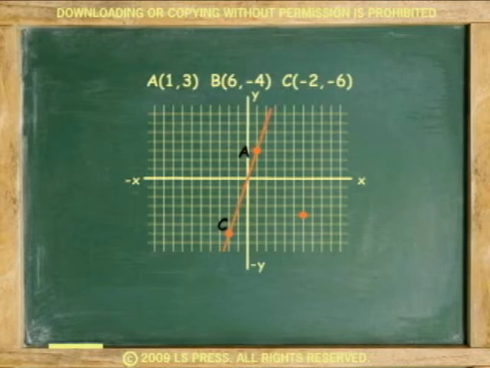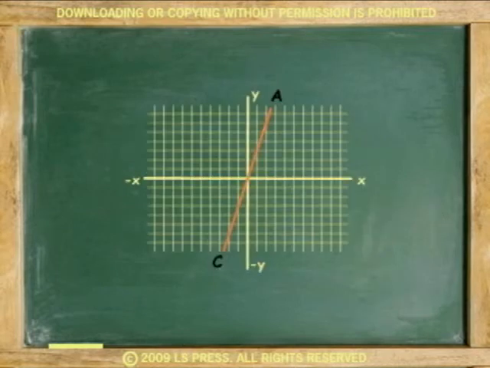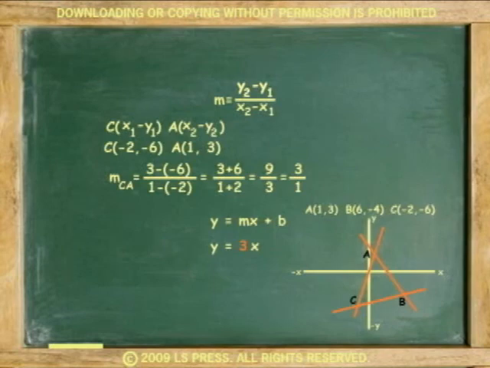Now line CA. The slope is m equals 3 minus negative 6 over 1 minus negative 2, or 3 plus 6 equals 9, and 1 plus 2 equals 3. The slope is 9 over 3, or 3, and the y-intercept (0, 0) is an empty value. Substituting the slope for m and the y-intercept for b, y equals 3x. There is no value for b.